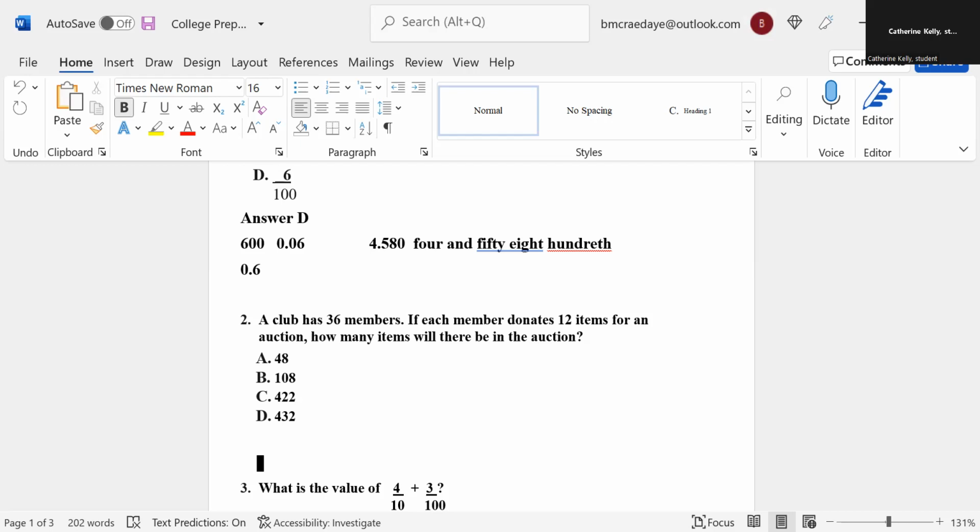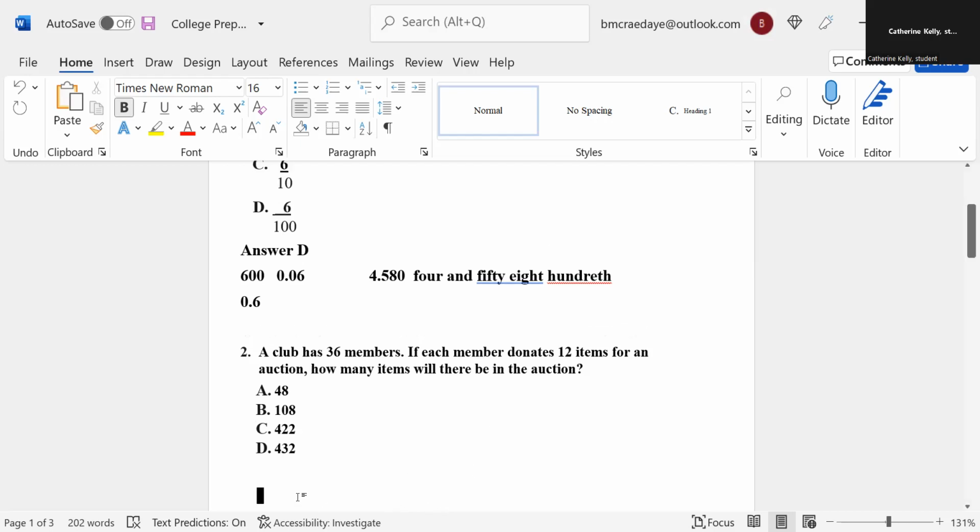How would you find it? Do you multiply? That's right. That's why I want you to read it over. You multiply what, Catherine? 12 by 36. That's right. So do that for me. You have your calculator. You want to do it by hand? Okay, 36. Or you can do mental math. 30 times 12 plus 6 times 12, right?